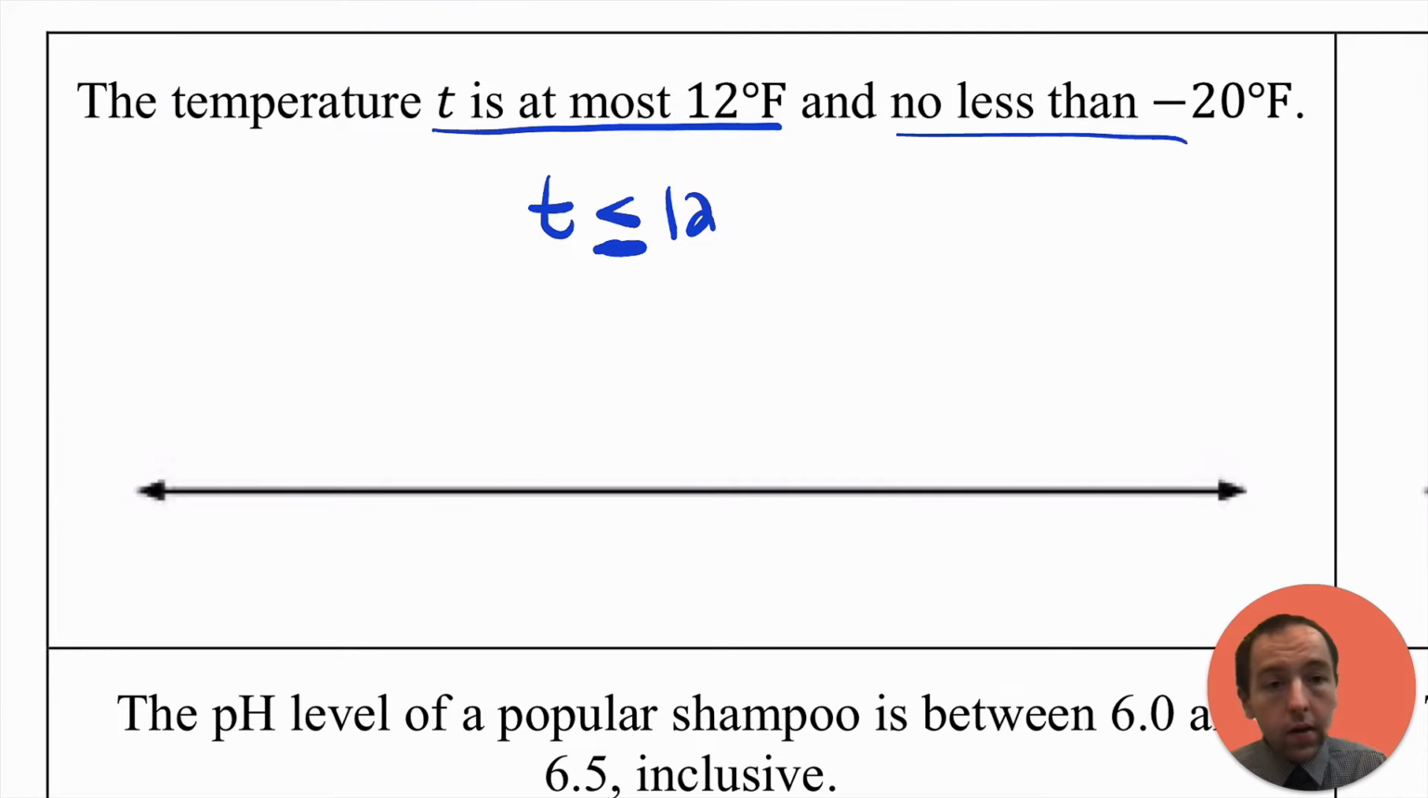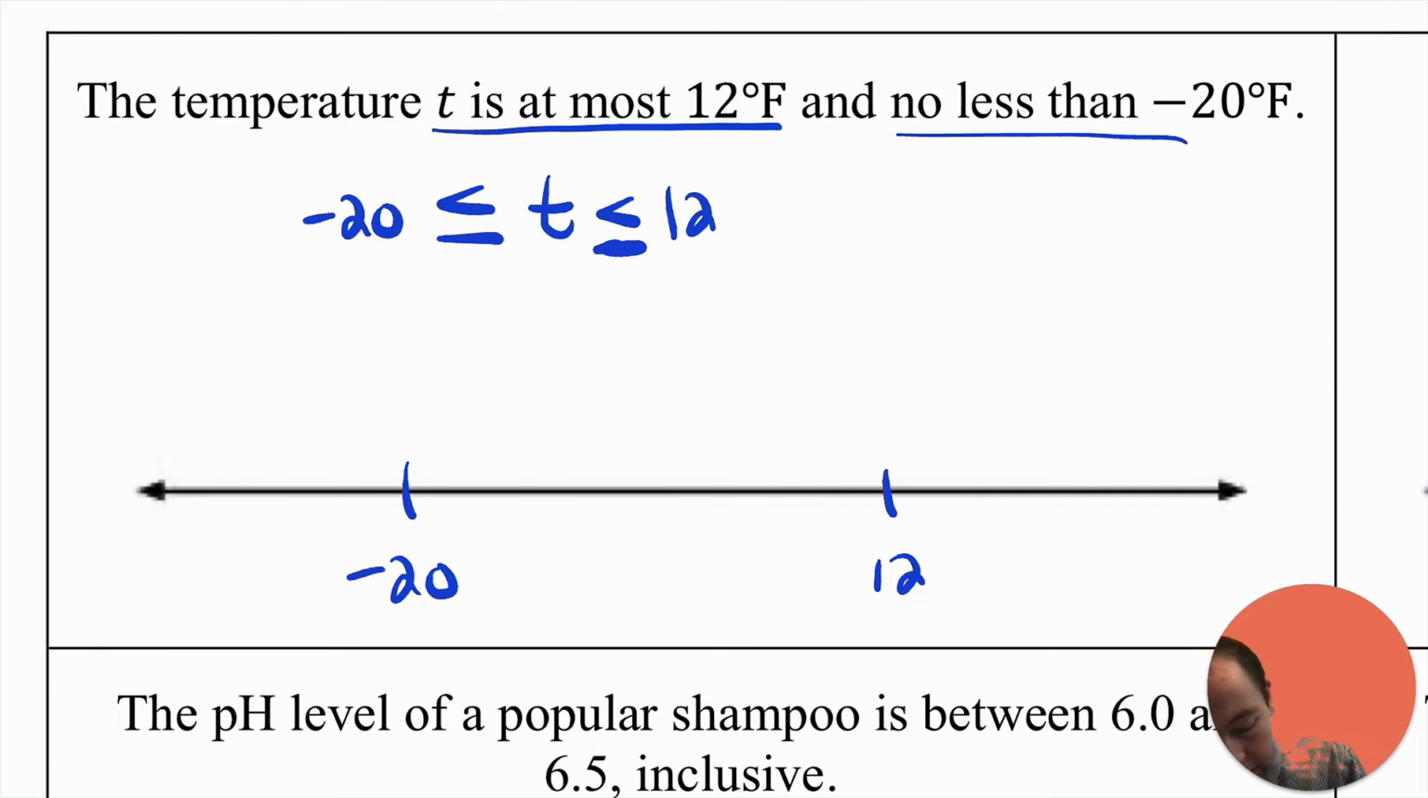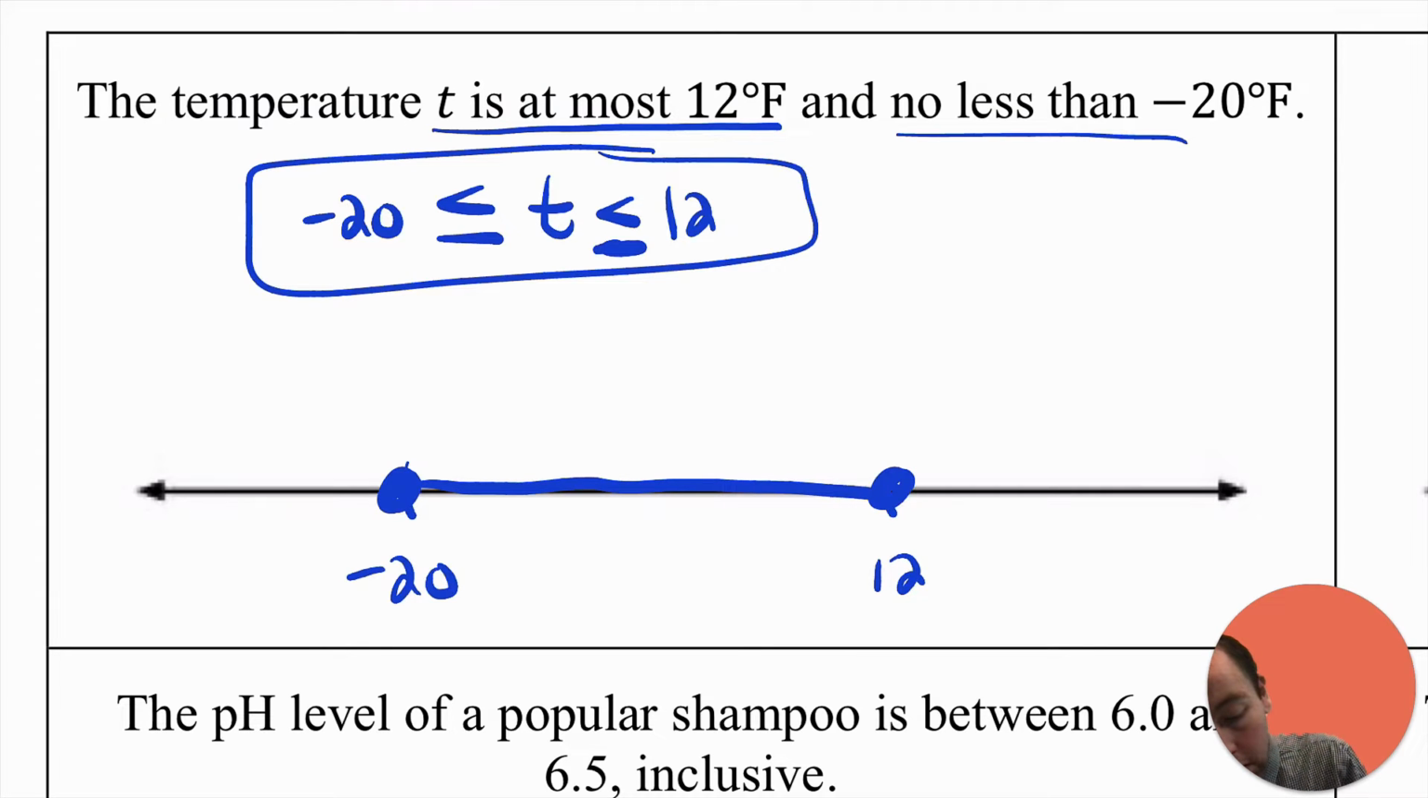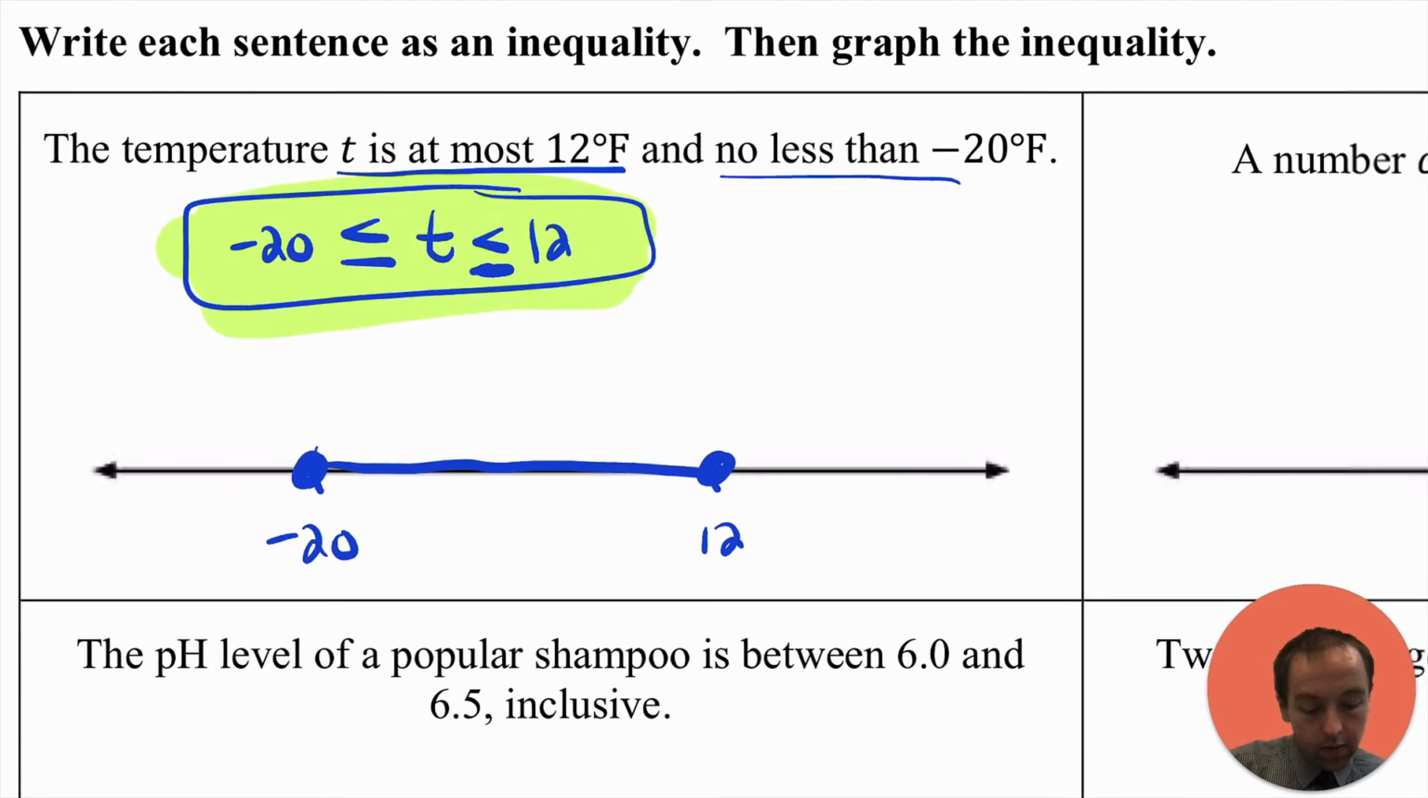And then no less than means it can't be less than, right? So it could be equal, because that's not less, but it also could be more, because that's not less. So then for -20, it could be equal, but then the temperature has to be more, not less than. So ultimately, if it's at most 12 and not less than -20, it's got to be somewhere between. And when we see this visually, it'll look like this, and we're going to have filled in circles like that. So that writes the inequality, and then hopefully the picture helps you make sense between the sentence and all of that.